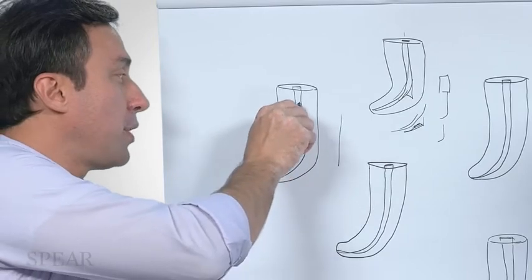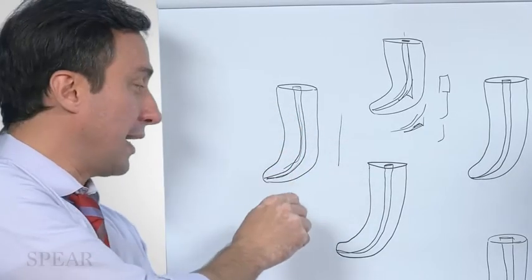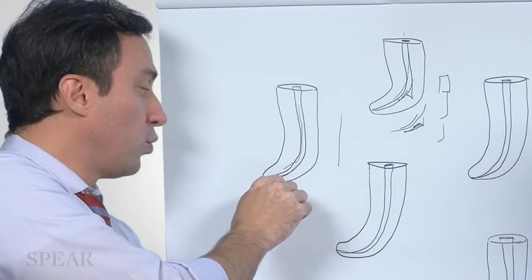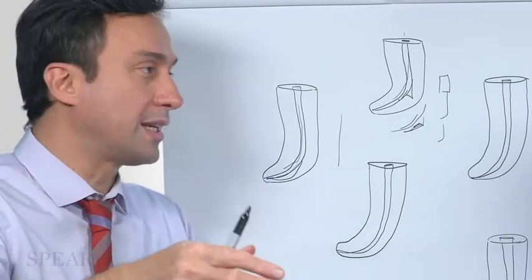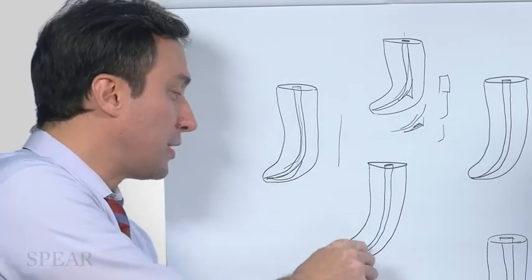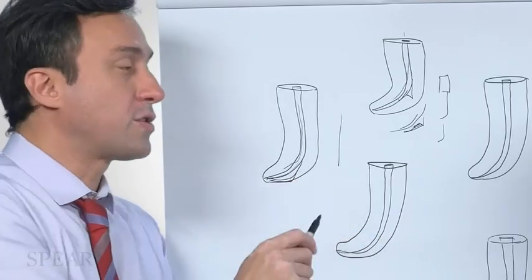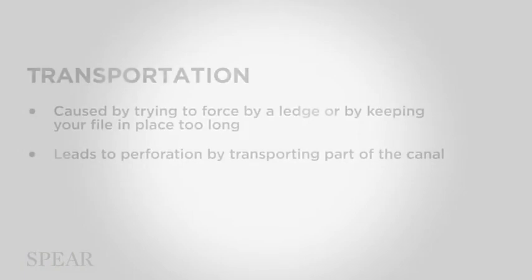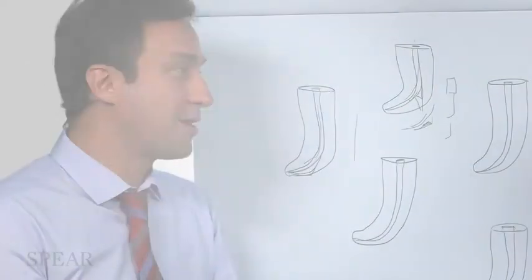Here, if you put a NiTi file in a curved canal and you keep on rotating it without really moving it, it will start to remove this part of the tooth, transport the canal, and if you continue the same path, you could potentially end up with a perforation. Okay? You can perforate as a result of transportation. You can also perforate as a result of continuing out and being determined to get around a ledge.